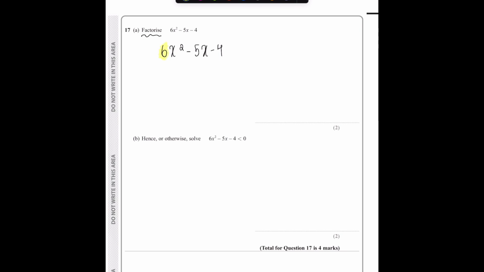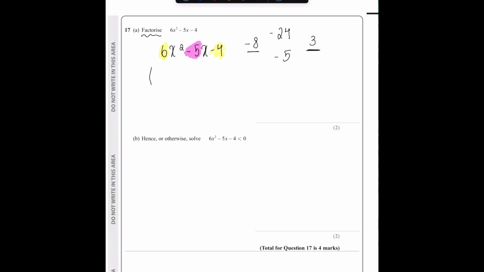Look at the coefficients of x squared and the constant. So we have a 6 and a negative 4. Now what we want to do here is times these together, which gets us negative 24. Now think about this middle coefficient here, negative 5, and just write it here. What we want to do now is find two numbers that times together to make negative 24, but add together to make negative 5. And two numbers would be negative 8 and 3.